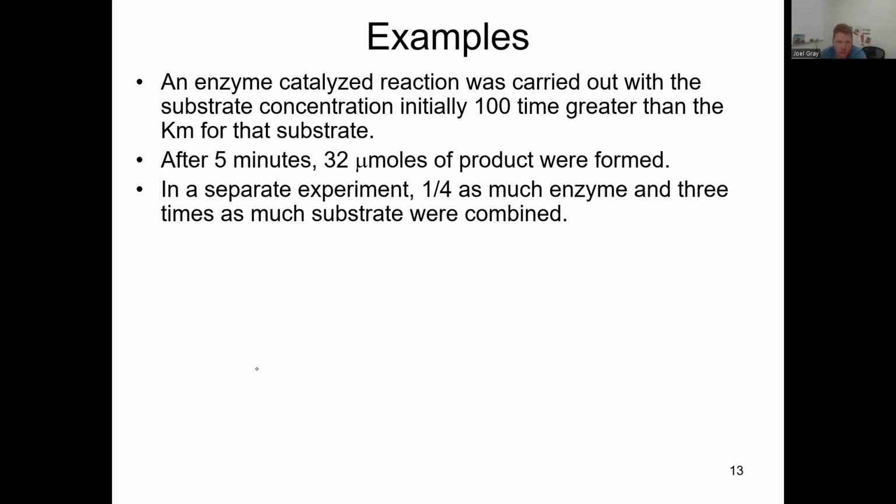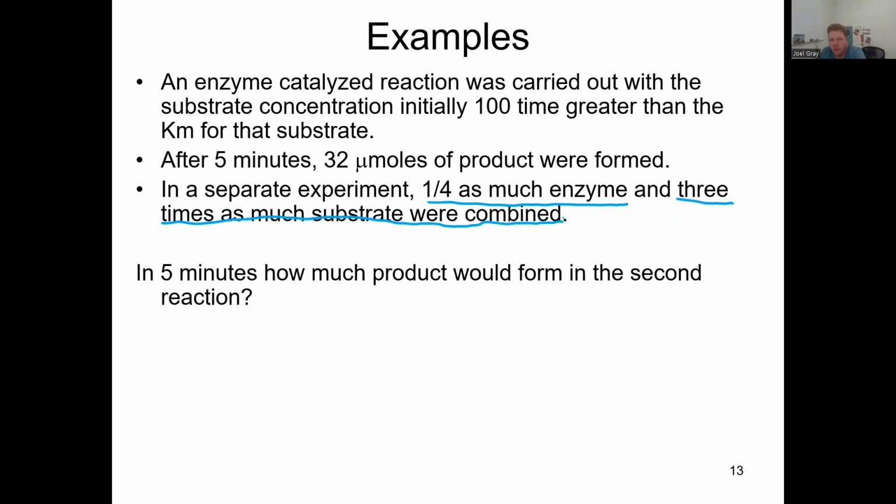After 5 minutes, so here's time consideration. After 5 minutes, 32 micromoles of the product were formed. Okay, so we're generating a product, and this is the time frame. In a separate experiment, 1/4 as much enzyme and 3 times as much substrate were combined. Okay, so now what did we do? We took the amount of enzyme and cut it by 75%, and then 3 times the substrate to monitor that reaction. In 5 minutes, how much product would be formed in the second reaction?